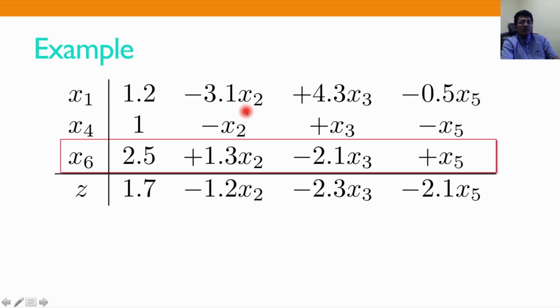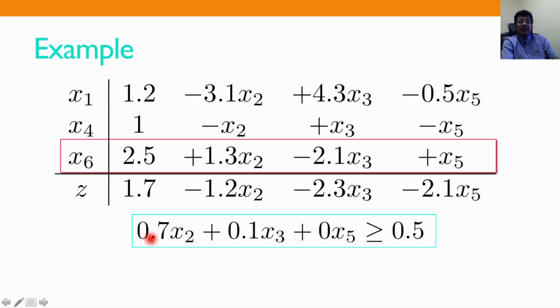We initially chose x1 to derive a cutting plane. What happens if we choose x6 instead? The cutting plane we get would be 0.7 x2, because this is plus 1.3 here. We take the fractional part of minus 1.3, which is 0.7. Here it's minus 2.1. We take the fractional part of plus 2.1, which is 0.1. And the fractional part here is taken of minus 1, which is 0. So you get 0.7 x2 plus 0.1 x3 plus 0 x5 greater than or equal to the fractional part of 2.5, which is 0.5. I hope this is clear.